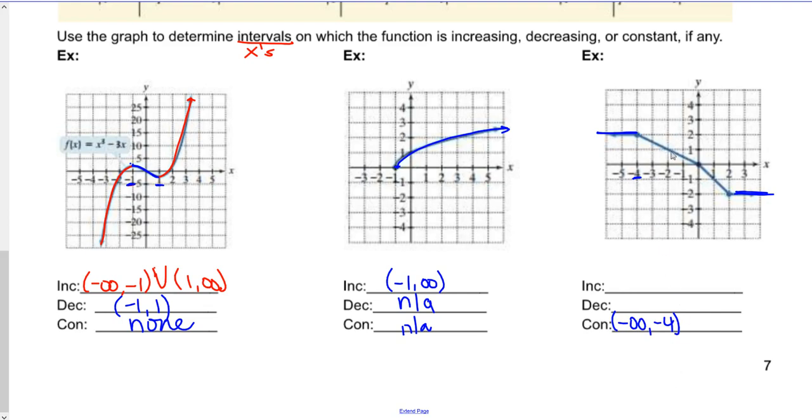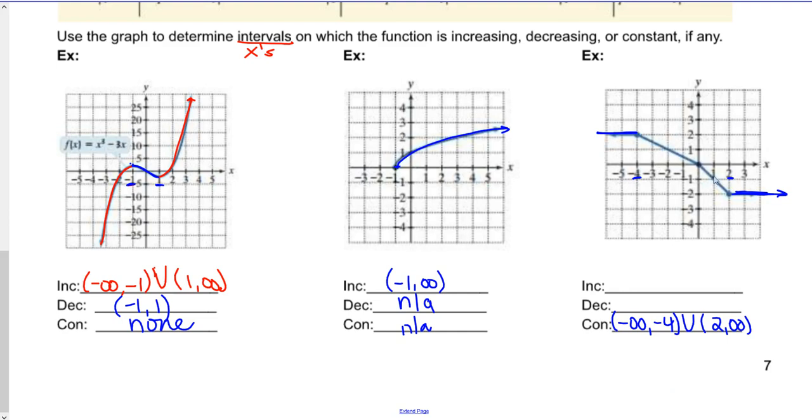And then I'm going to skip over until I get to this x value, which is at x equaling 2. And from 2 to infinity, we end up having more constant function at that point. So I'm going to go 2 to infinity. Again, separate that by my union.